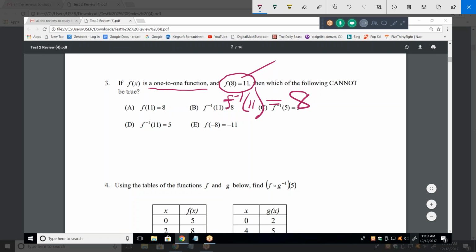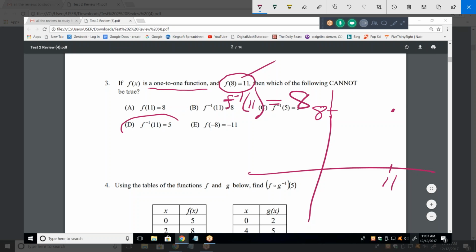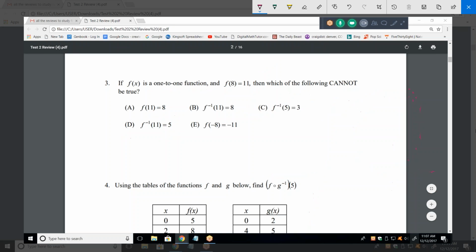Okay? So if I was graphing f inverse and I go out to 11 and I get a value of 8, well, how can f inverse of 11 equal 5? That would mean we would have another point right there, and that's not a function. So the only thing we know is true is f inverse of 11 equals 8. So we know that has to be true.